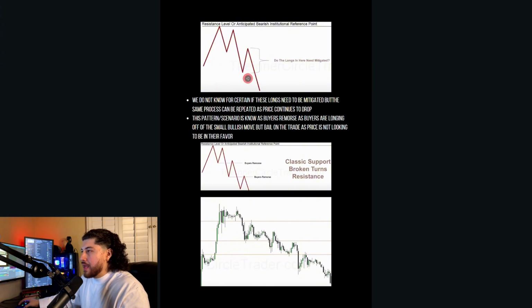Now, as you see here, we basically have the exact same pattern. We have another mitigation block. And right here, ICT is asking, do the longs in here need to be mitigated? Well, we don't know for certain, but it for sure could. And if it does, we repeat the process as we anticipate price to continue to push on lower. Here's an example of just breaking down what we just went over a tad bit more. And then here is a real life example of price coming back on up to tap into those mitigation blocks before continuing to push on lower.